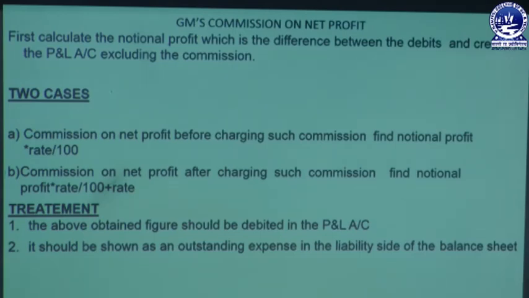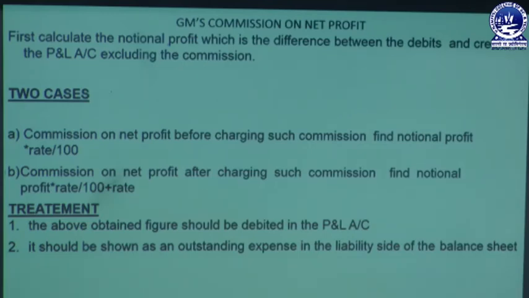So notional profit is the difference between debit and credit in the profit and loss account excluding commission. That means before charging commission, what the total amount of expenses and income is there, the difference between the amount of income and expenditure excluding commission is called as the notional profit. So how it is be treated? There are two cases for treatment.